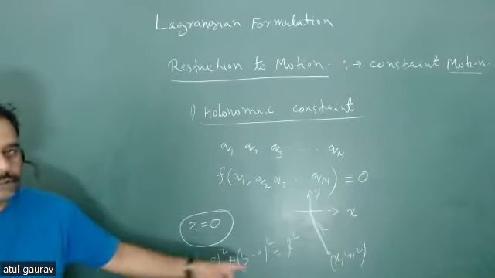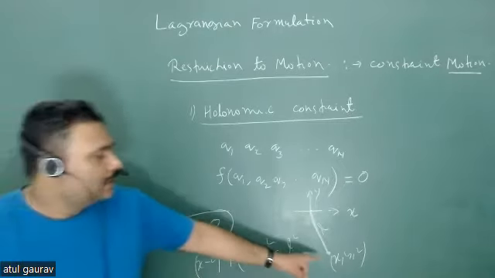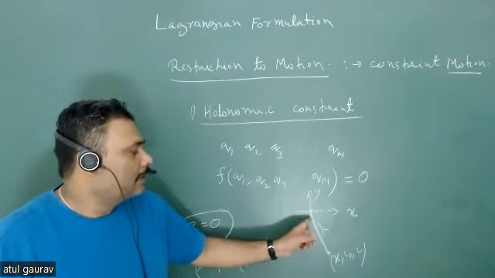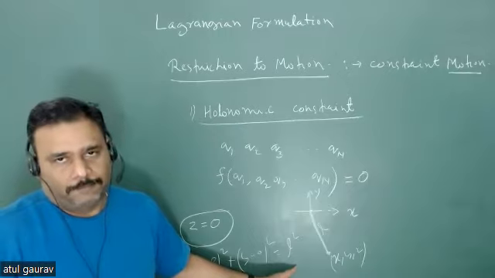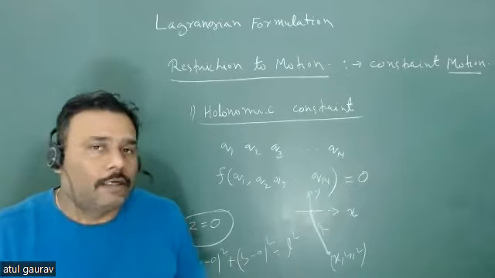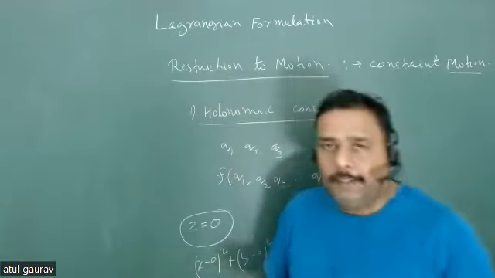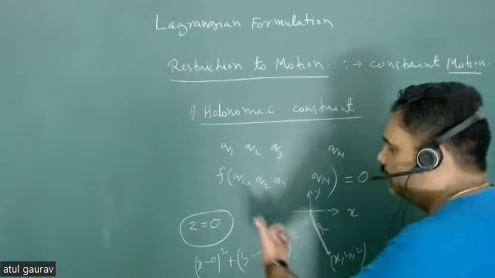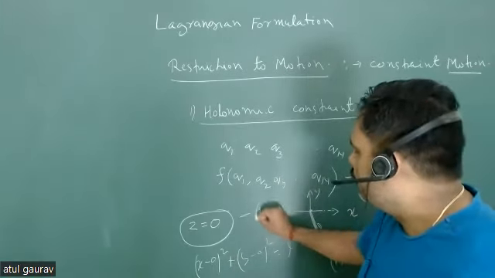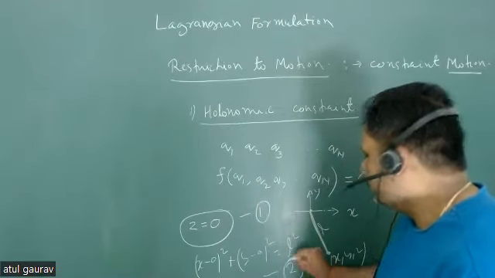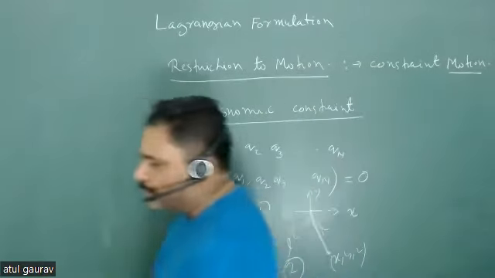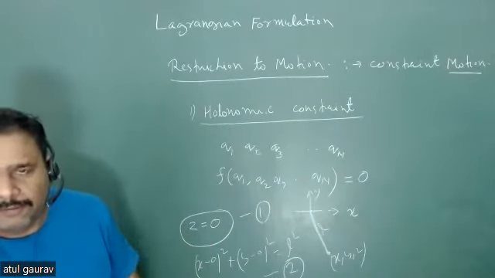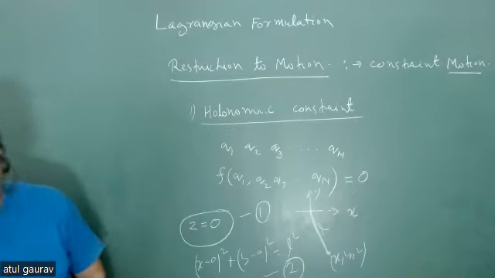After that, there is another story: in the xy plane, the distance between the particle and the origin is fixed. So x and y are not independent. They are dependent, and this is the relationship between x and y. So this is your first holonomic constraint, and this is your second holonomic constraint. This is how we can write the holonomic constraint. Are people agreed with this?